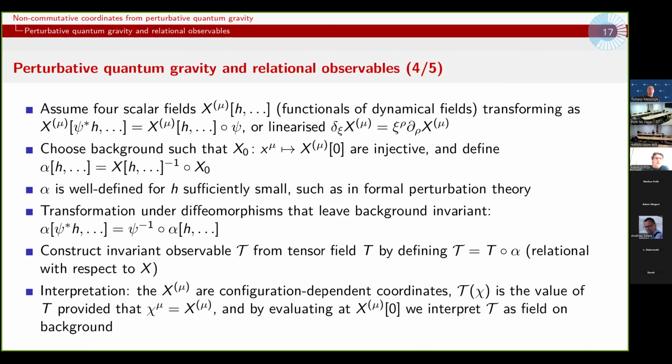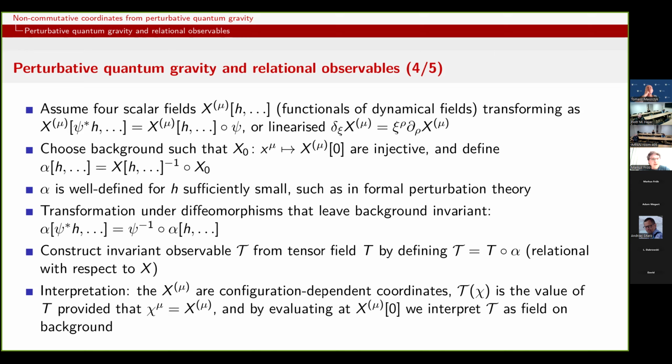Okay, so let us assume that we have four scalar fields. This is why I put the index in parentheses. It's not a tensor field, it's really a scalar field. They can depend functionally on your metric perturbation or on something else if you have a more complicated theory. And I want them to be scalars, so I've written down the transformation of a scalar. That's, of course, well known, I think.